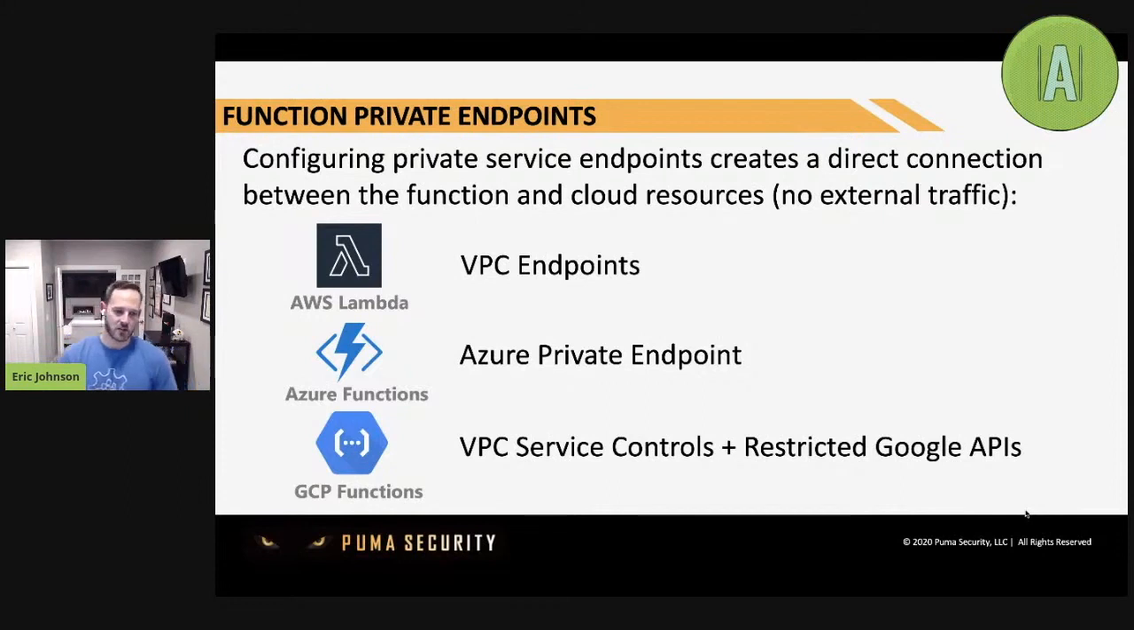So in AWS, you're looking at VPC endpoints. In Azure Functions, you're looking at Azure private endpoints. And in GCP, it's a little bit different. You set your VPC up to route DNS so all Google APIs will go to the restricted Google APIs. Those are internal routes to the GCP APIs.